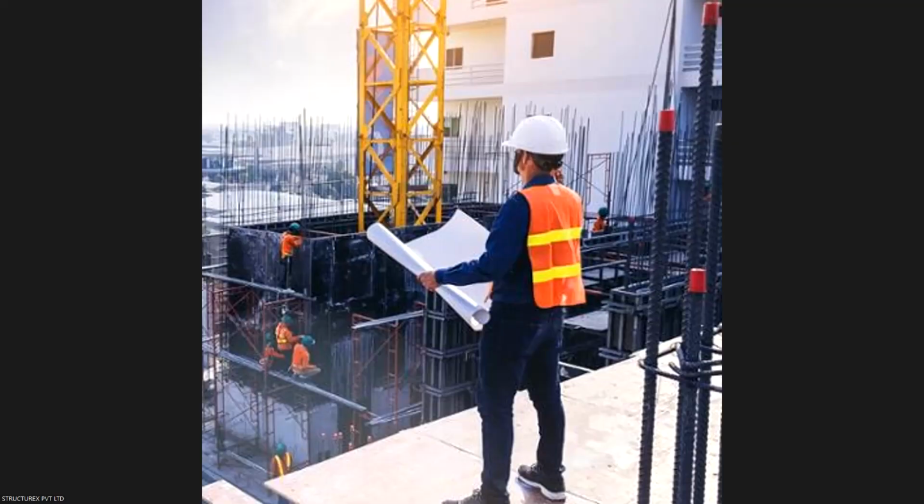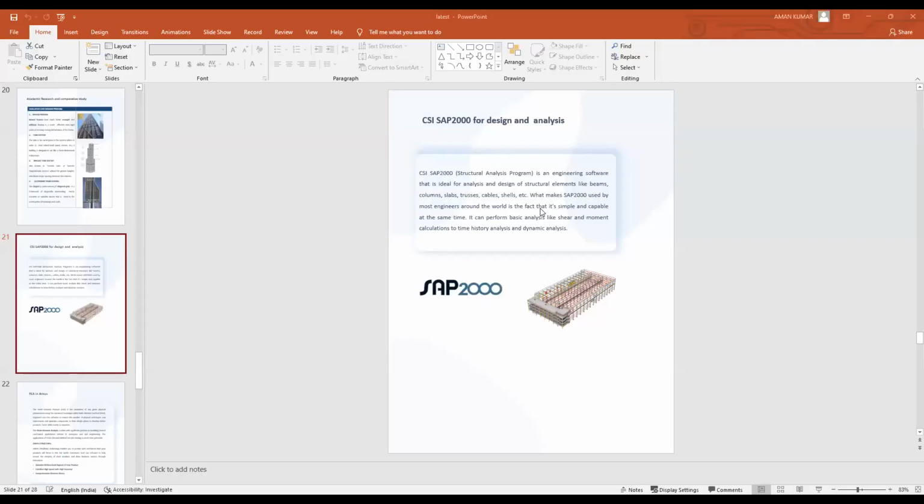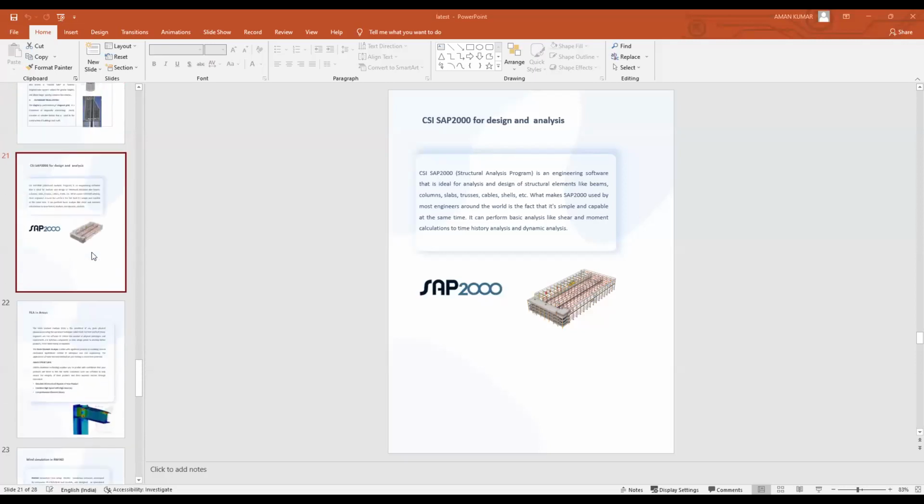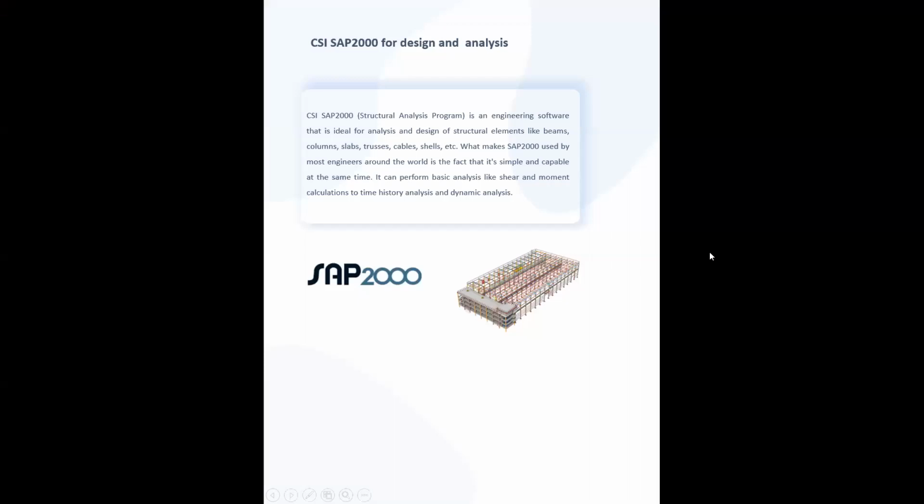Because every time you are seeing things, sometimes it's not purely RCC or purely steel, right? After that, if you see the SAP, SAP is the CSI package. Do you have an idea about the SAP software? Sir, I have an idea about ETABS software.